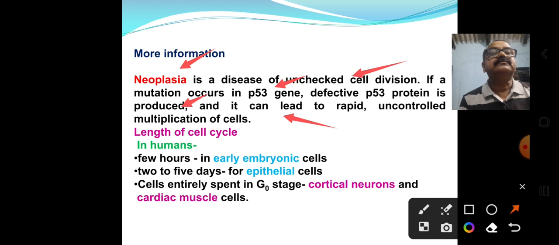Let us discuss the length of the cell cycle. In human beings, in the early embryonic cell, the length is a few hours. This duration is 2 to 5 days in case of epithelial cells. There are certain cells like cortical neurons and cardiac muscles. These cells entirely spend their time in G0 stage.